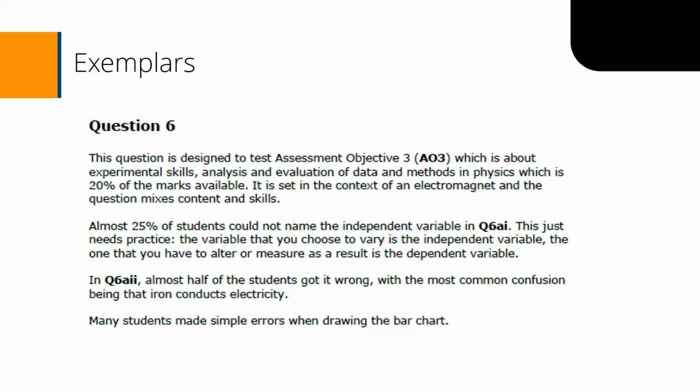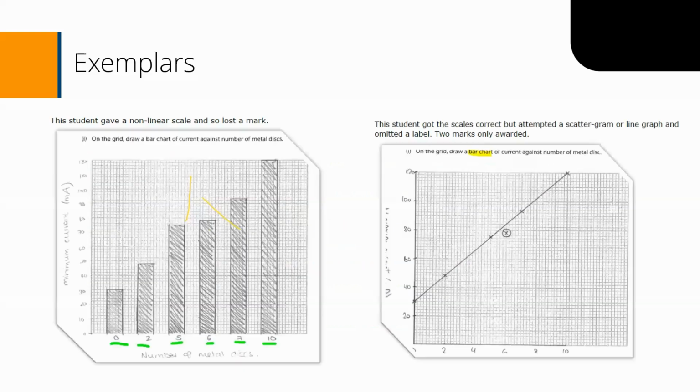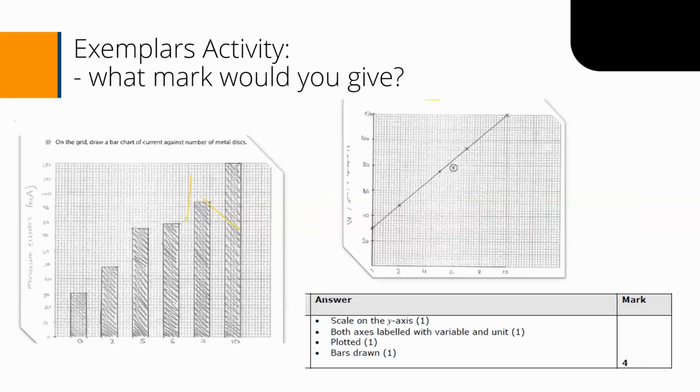The relevant bit to the one we've just been looking at, the last sentence: many students made simple errors when drawing the bar chart. As we correctly pointed out, let's just flick back to it for a moment. The one on the right isn't a bar chart. Why does it get 2 marks? Let's have a look. The mark scheme said 1 mark for the scale on the y-axis. So it's gained 1 mark for the scale on the y-axis.